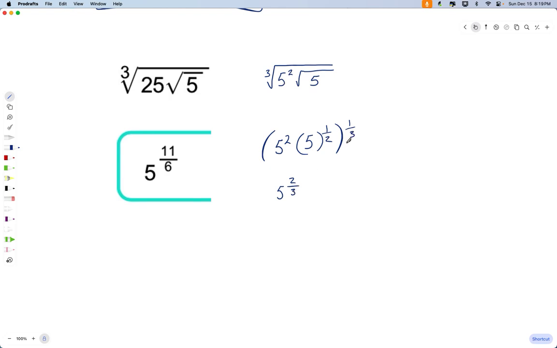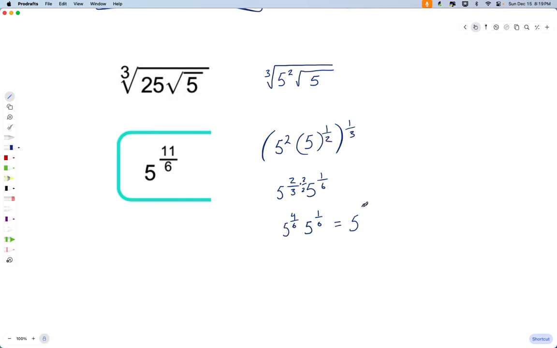We need to have a common denominator. So I'm going to multiply this fractional exponent by 2 over 2. So that's going to be 5 to the 4 over 6 times 5 to the 1 over 6. We know we add these together. So that's going to equal 5 to the 5 over 6. That's going to be your solution right there.